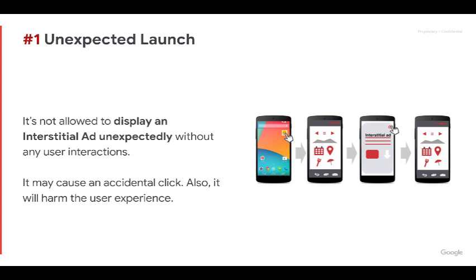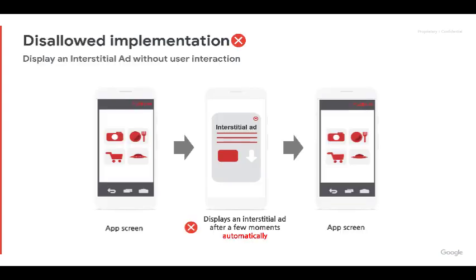Number 1, unexpected launch. So you must remember that you're not allowed to display an interstitial ad unexpectedly without any user interactions. The reason for this is that it can cause accidental clicks and harm the overall user experience. When you do have accidental clicks, what we then tend to do is that we debit your total earnings, and it harms, again, the overall app user experience. Take a look at this big no-no. This is the disallowed implementation when it comes to user experience.